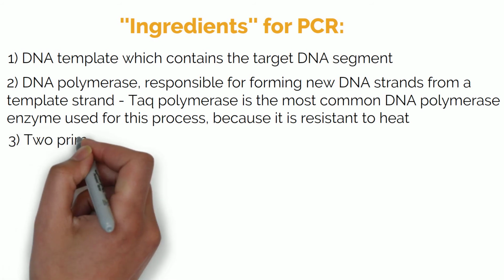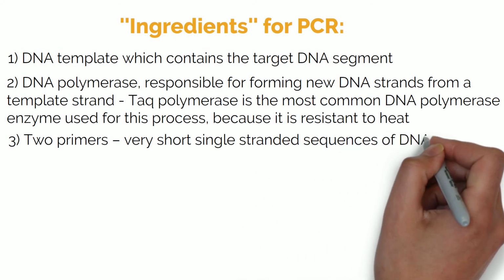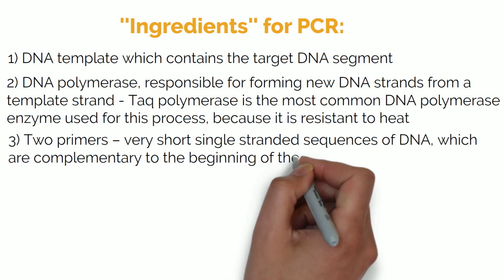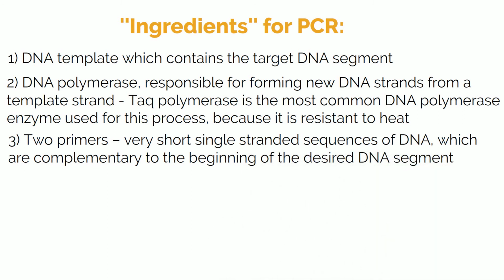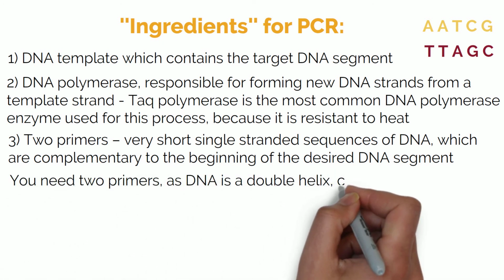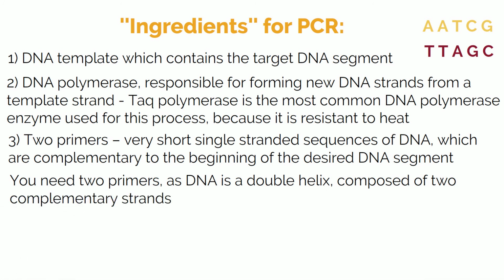2 primers. These are very short single-stranded sequences of DNA, which are complementary to the beginning of the desired DNA segment. So if you imagine that the desired DNA strand starts with AATCG, then your primer would be TTAGC. You need 2 primers, as DNA is a double helix, composed of 2 complementary strands. Without the primers, DNA replication would not occur.